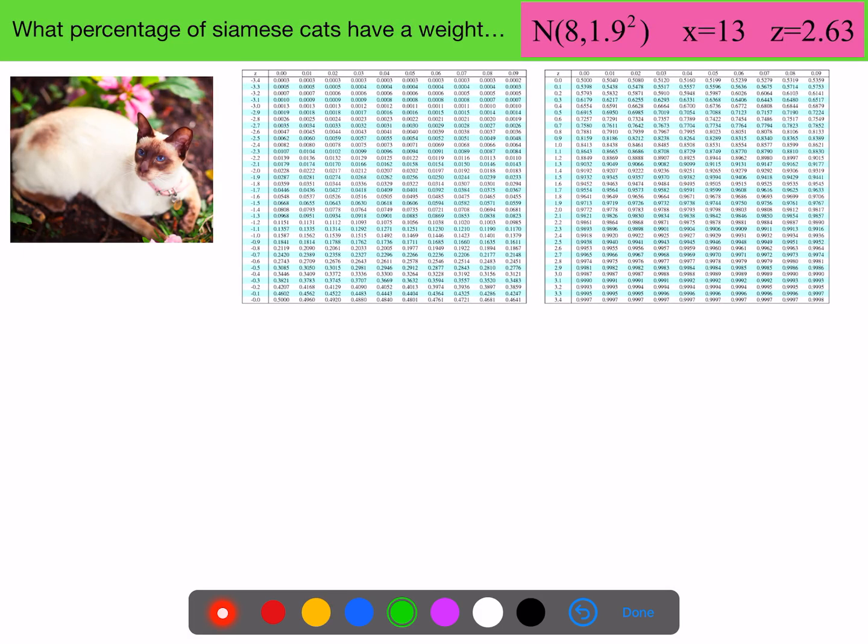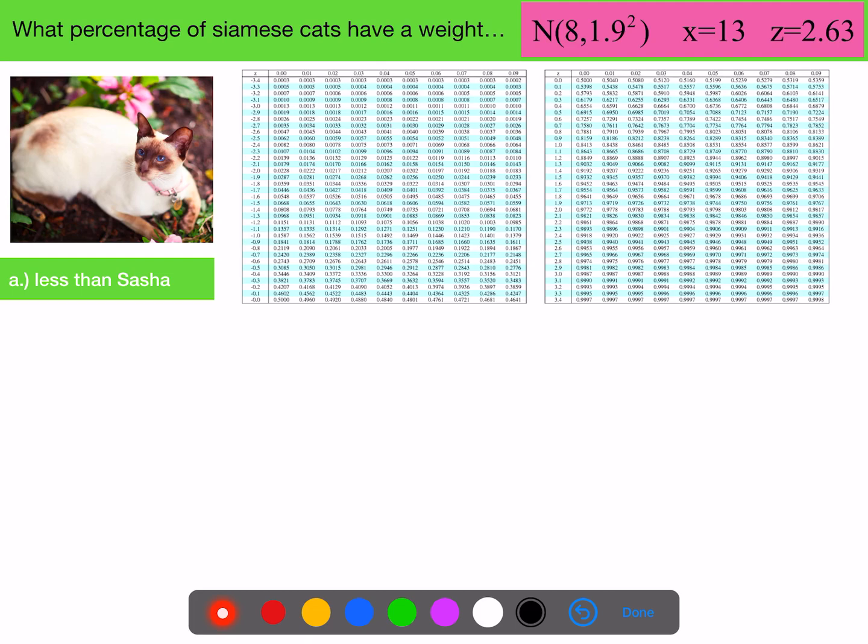So what percentage of Siamese cats have a weight that is less than what Sasha weighed? In the pink there, I just have the key information that we had for that distribution. The mean was 8, standard deviation was 1.9, Sasha was 13 pounds, and we already calculated Sasha's Z-score at 2.63. So now we can actually use the chart to figure that out.